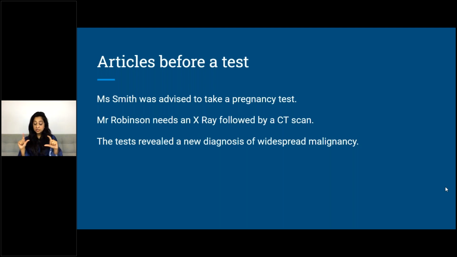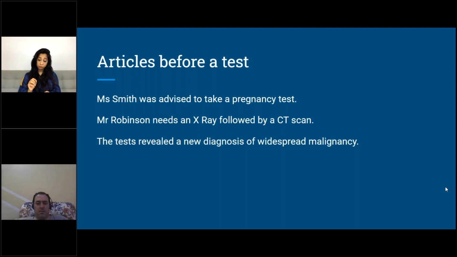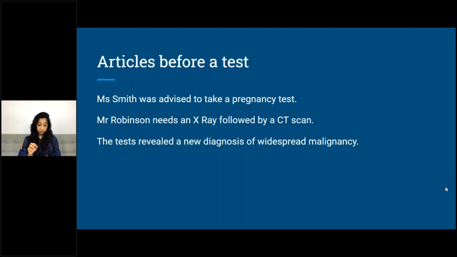Now, this is the first time that you're writing about the test in your letter. So when I first write about Miss Smith getting a pregnancy test, I would write, Miss Smith was advised to take a pregnancy test. Now, the second time the test is mentioned, I've talked about the pregnancy test first, and I've said that there was a pregnancy test. Now, the second time I mention the pregnancy test, I'm going to write, the pregnancy test was positive.